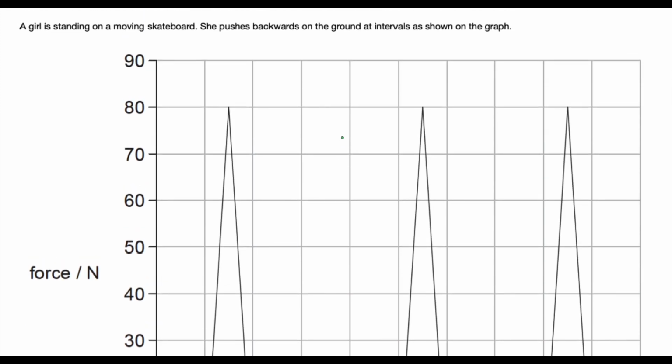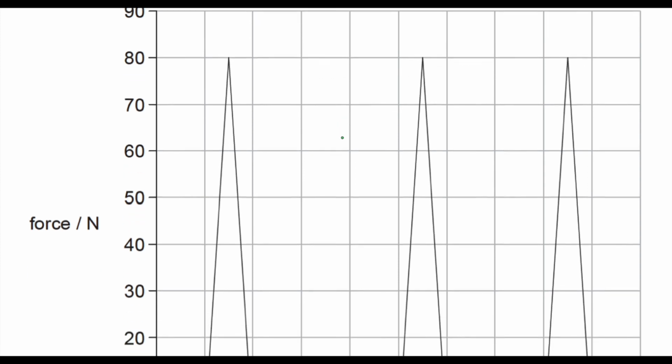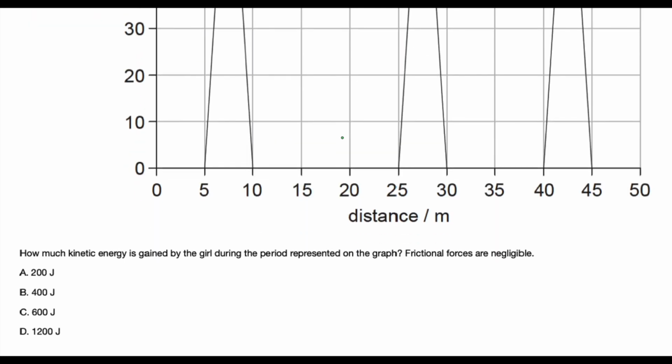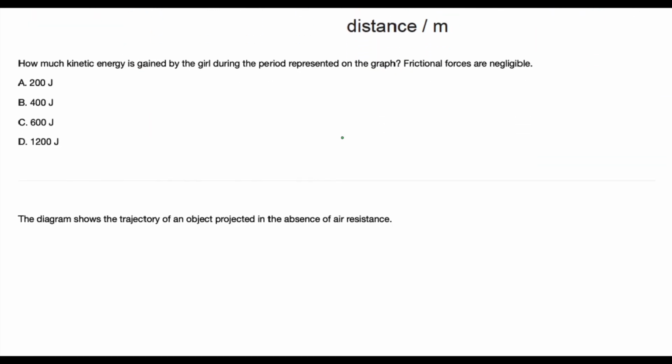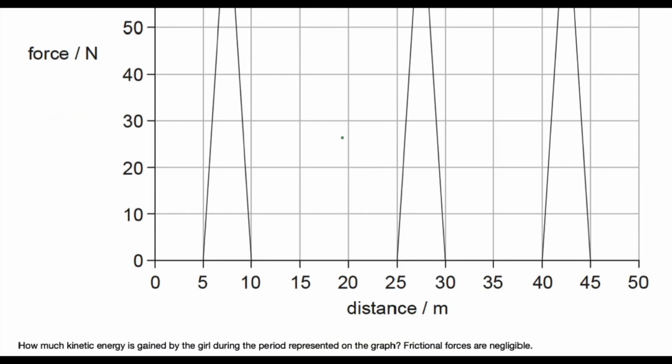A girl is standing on a moving skateboard. She pushes backward on the ground over the time interval shown on the graph. So force versus distance. How much kinetic energy is gained by the girl during the period represented on the graph? Friction forces are negligible. So kinetic energy.